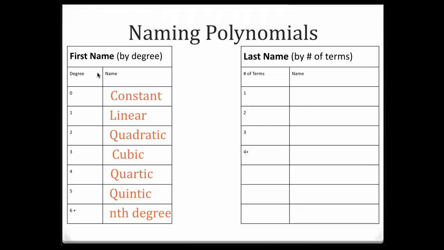10th degree. We also give it a name based on the number of terms, and these are the ones I went through already. Monomial, 2 terms binomial, 3 terms is trinomial, 4 or more we just call it a polynomial. So you're going to pick a word from the first column and the second column, like quintic trinomial, quartic binomial.